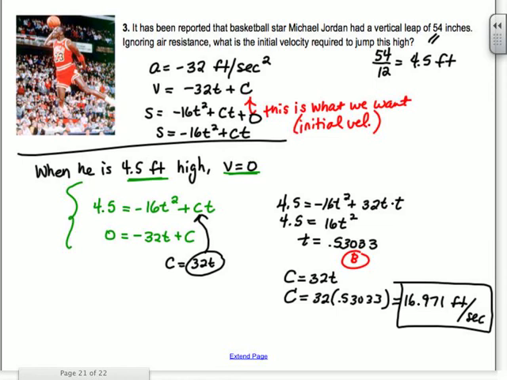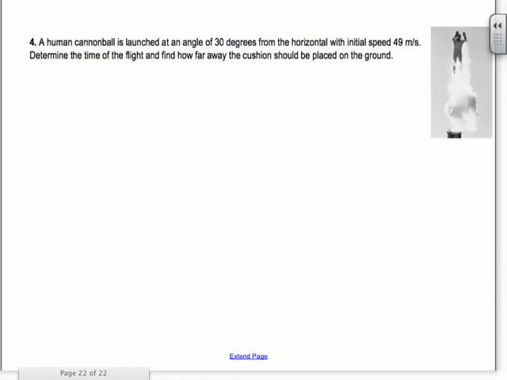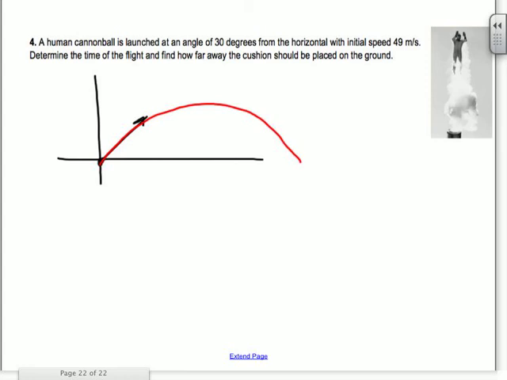All right, so let's try number 4. Okay, so a human cannonball is launched at an angle of 30 degrees from the horizontal. So I'm going to put this one on an axis. I'm going to start at the origin. You're going to fire up in a straight line initially. But what it does is it creates a parabola, because you have gravity pulling downwards.